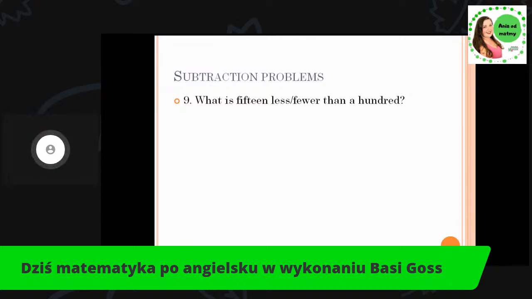From the grammar point of view, or English grammar, we should use fewer in that sentence because we're working with numbers and it's not countable. But in maths, we also use the word less.